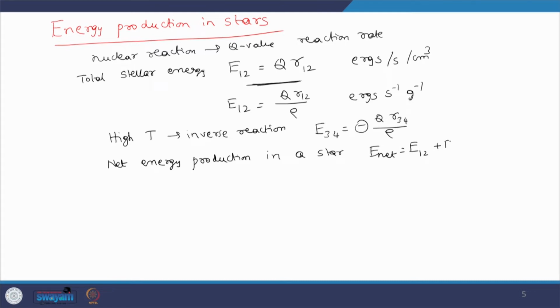So, total it will be E34, but in terms of reaction rate one can write down like this: R12 minus R34, times Q, divided by rho. Okay. So, this is how one can have a simplistic expression for energy produced in stars. Do you remember, in the very first lecture and even in the promo video I told, one of the important objectives of this course is to get an idea about the energy production in stars.